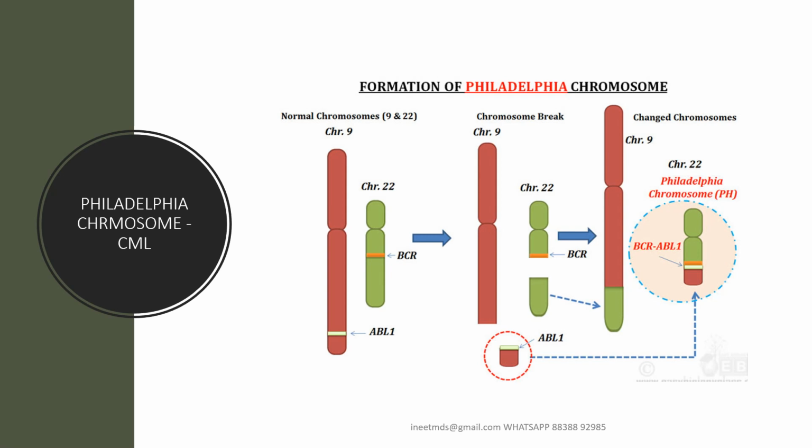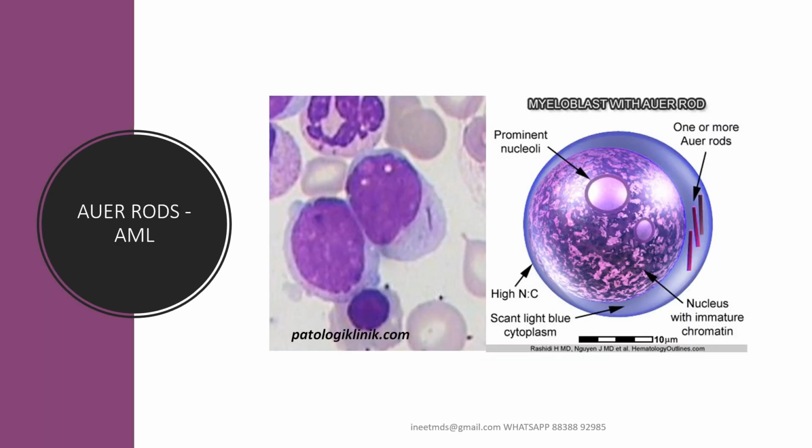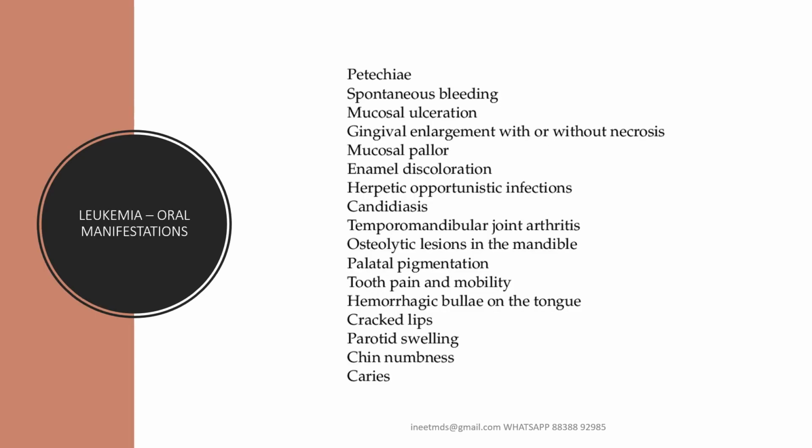Next one, some of the important points related to leukemia is the presence of Philadelphia chromosome. So, presence of Philadelphia chromosome is classical for CML, and what happens here is there is mutation in chromosome 22. Then presence of Auer rod is classical for AML. So, Auer rod is present in the myeloblast, and when you see Auer rods, you can give diagnosis for AML.